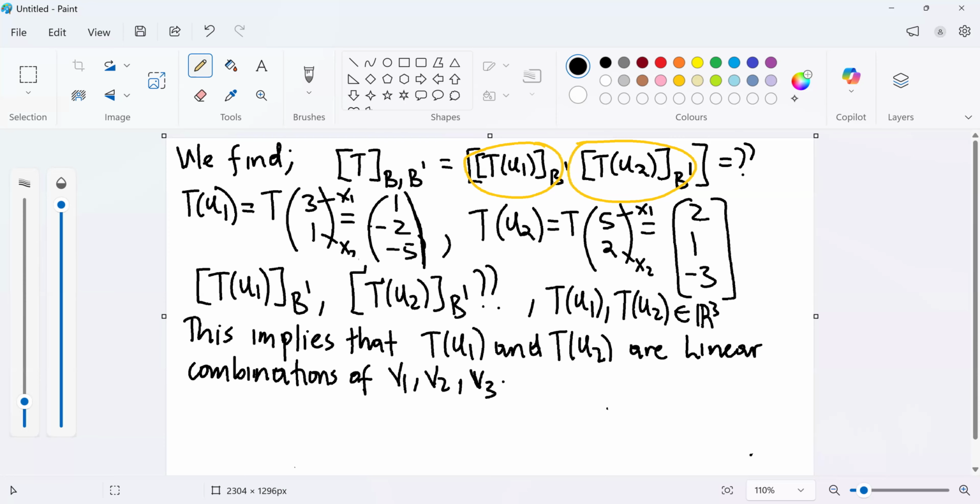Why am I saying that they are in R3? You see that they are made up of 3 coordinates. Look at TU1. It is 1, -2, -5. TU2 is 2, 1, -3, like that. So they are in the form of R3. And I know what generates R3. R3 is generated by the basis elements. Look at B prime: it is made up of V1, V2, and V3. So if TU1 and TU2 are in R3, then they are linear combinations of vectors V1, V2, and V3.